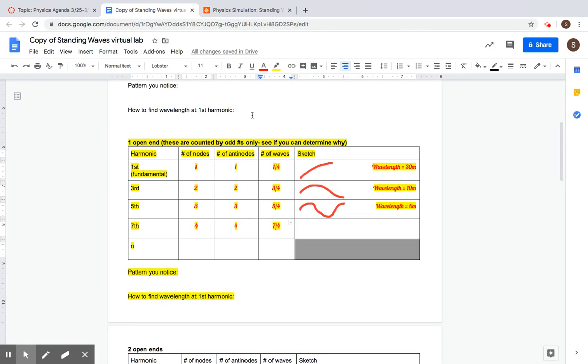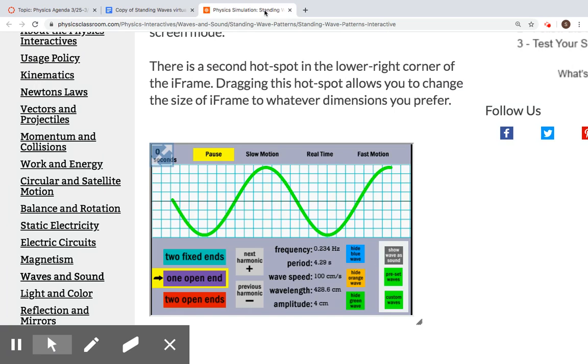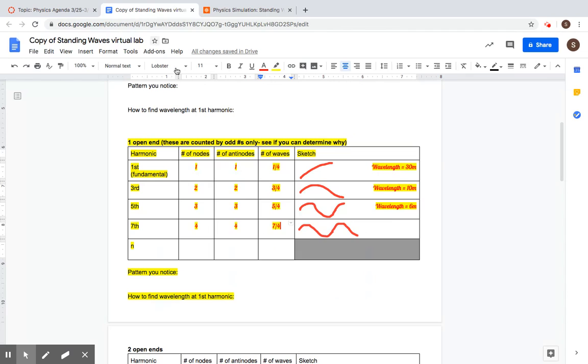So let me draw. Let's check out the wavelength. There. Okay, so wavelength here is a funky number. So if I convert that to meters, I get 4.286 meters. So I'm going to take my wavelength, change that to 4.286, and then let's go to the hard part, which is starting to find a pattern.